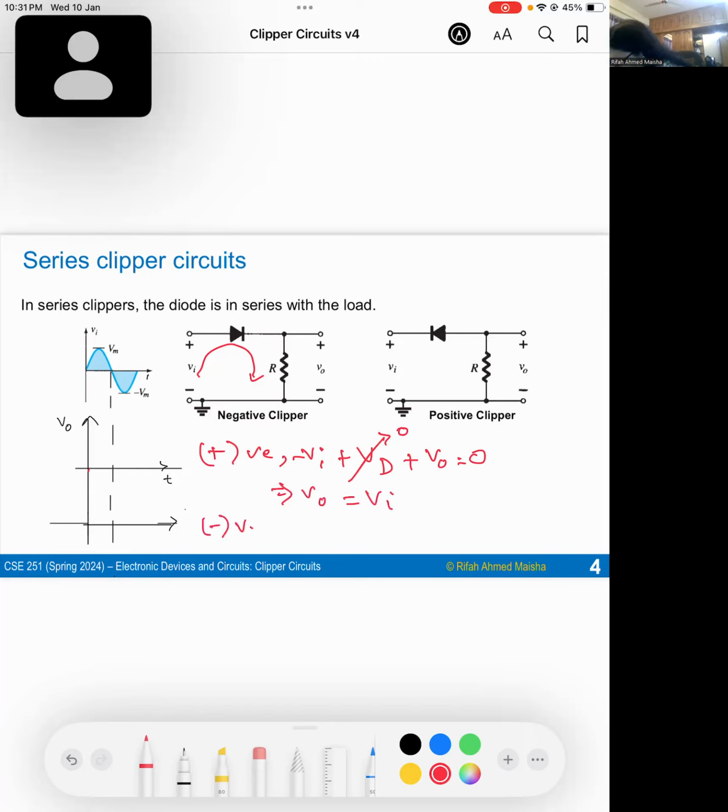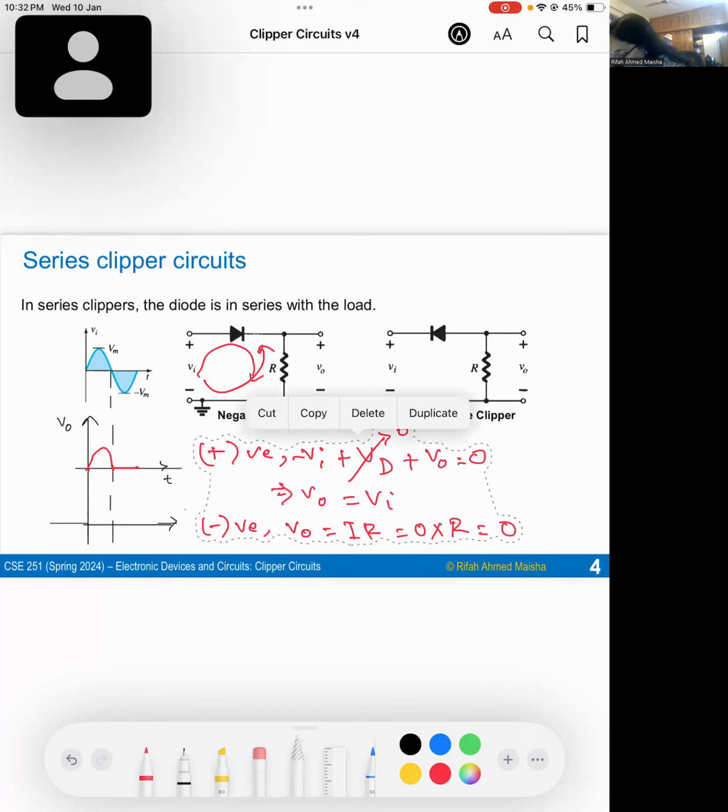During the negative half cycle, the diode is reverse bias and so 0 current flows through the resistance. That's why the output is 0. If we draw the waveform, we can see the positive half cycle follows the input signal while the negative half cycle is clipped off.